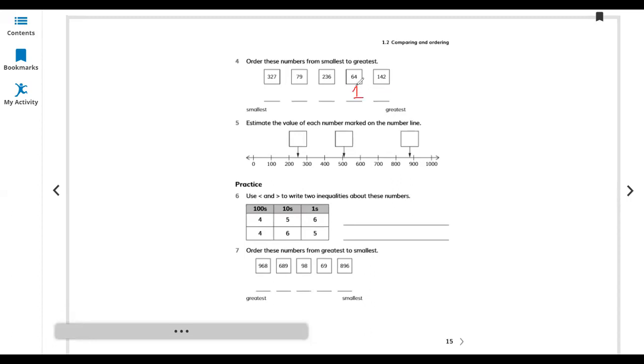You can write a number, or it's better you write 64, then just write like this. Starting from smallest, arranging them, 64 is the first one. After 64 we have the second one, 79. These are two-digit numbers only. Now we are left with the hundreds. So this is the third, this fourth, and this fifth. Easy. So 142 and 236 and 327. This is the greatest number, 327, and the smallest is 64.